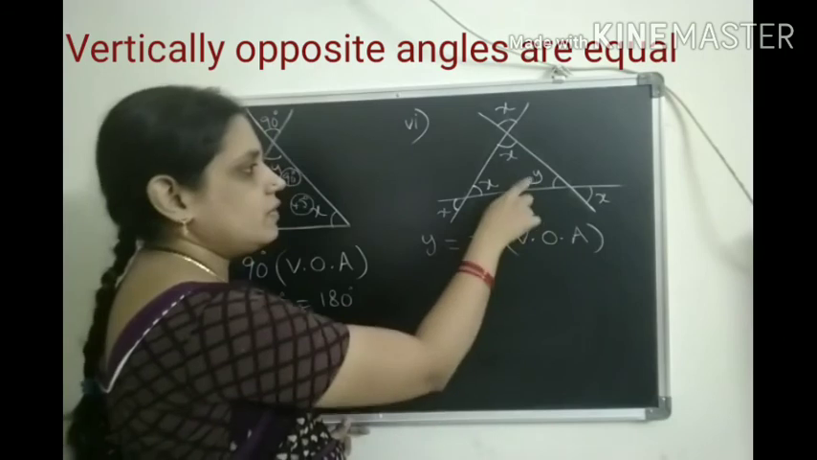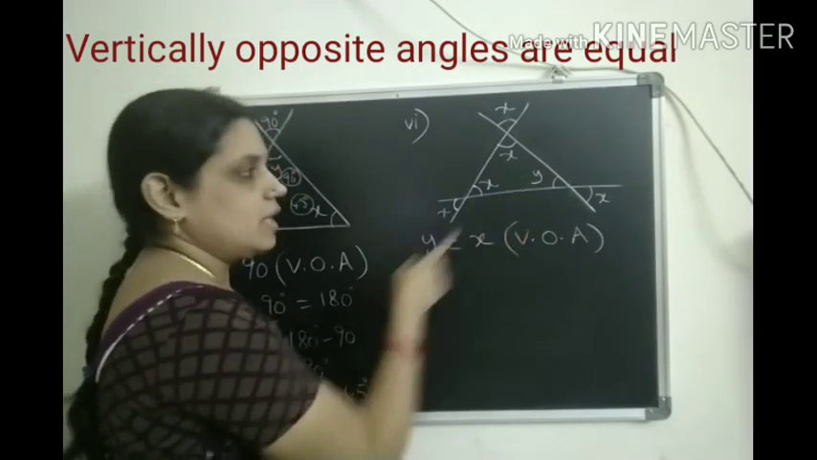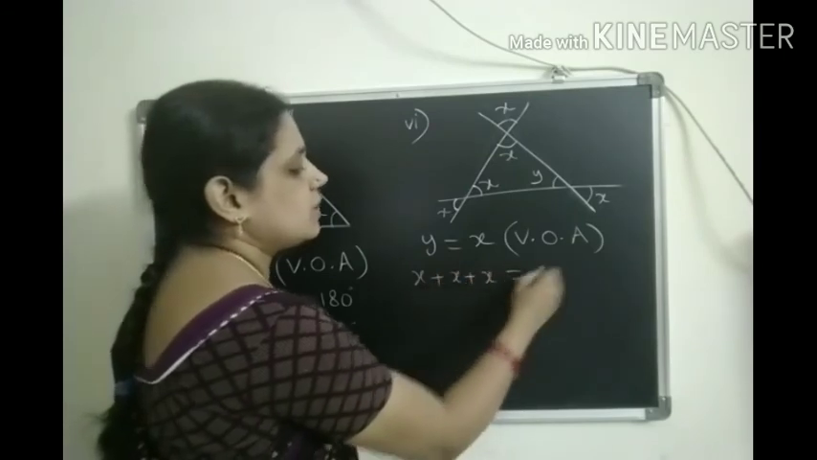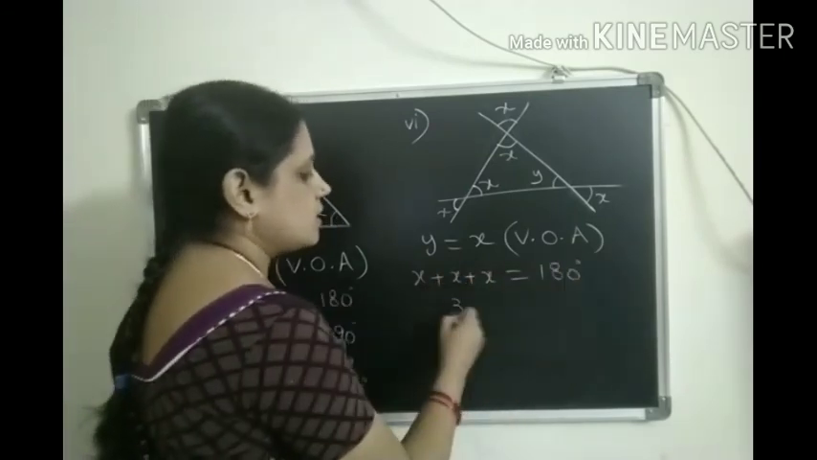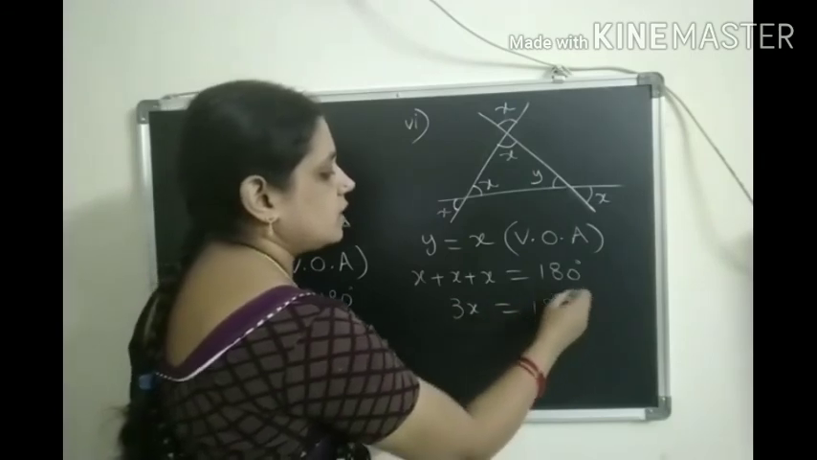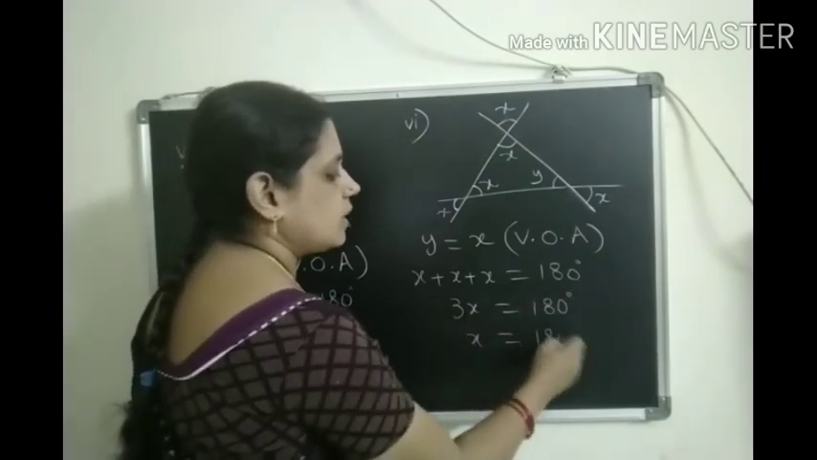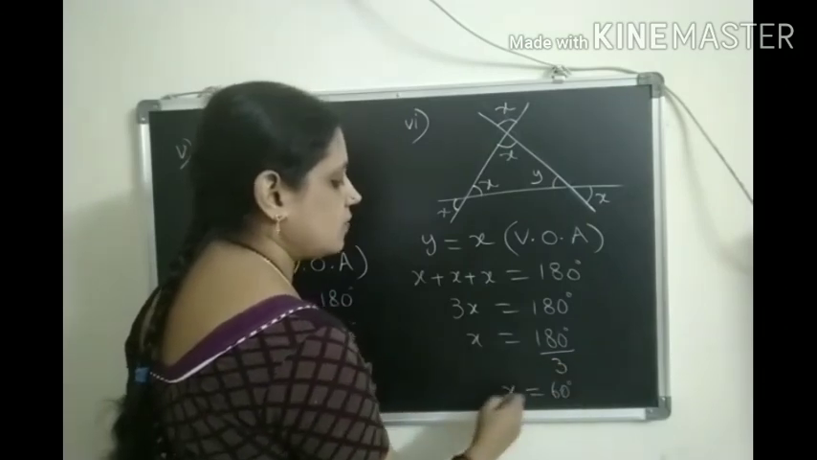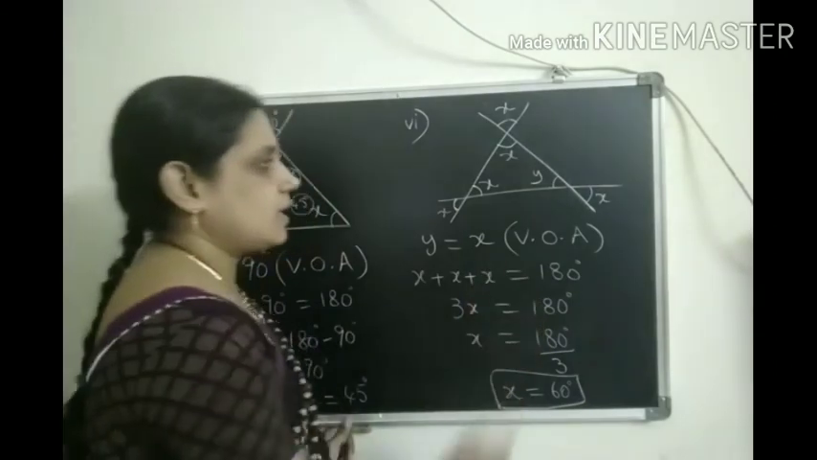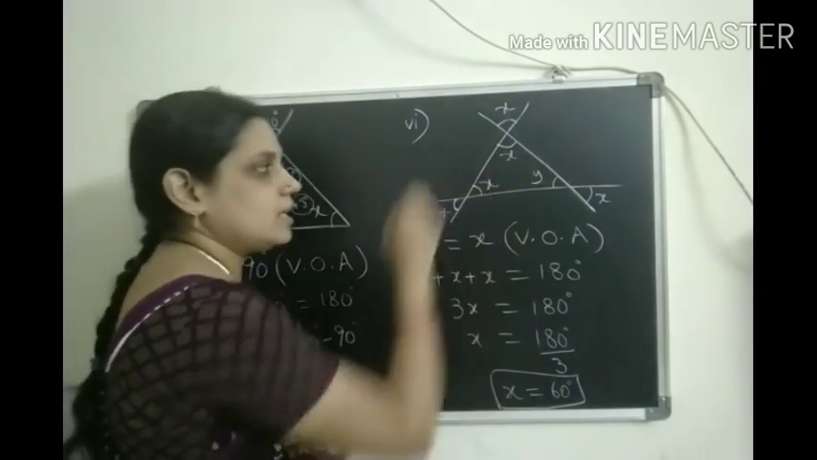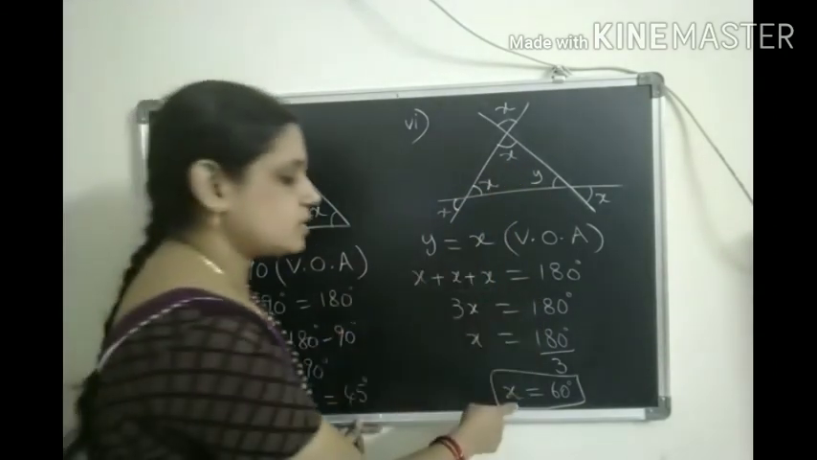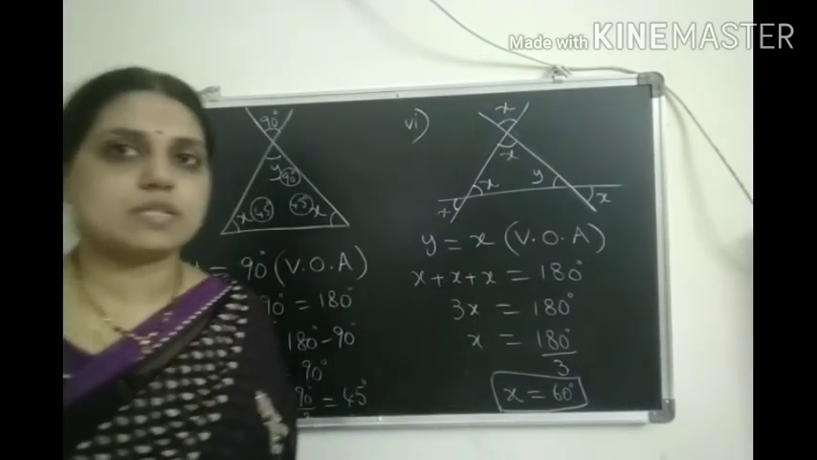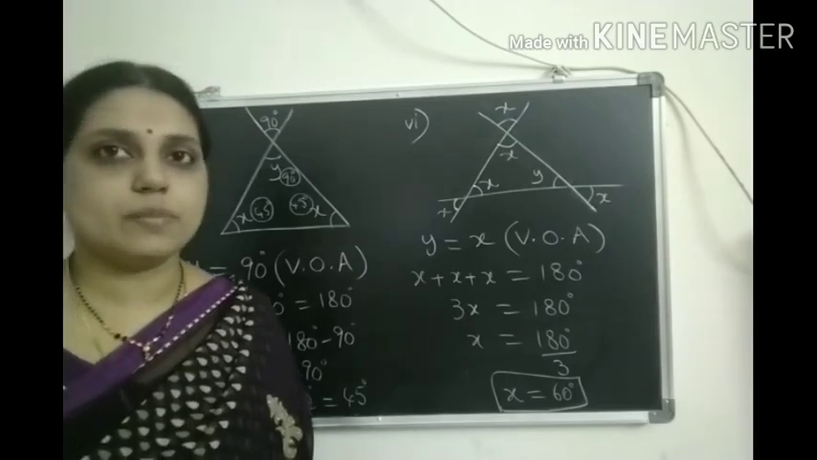How is it? Even y is x, just now we have written that. So x plus x plus x equal to 180 degrees. So 3x equal to 180 degrees, x equal to 180 by 3, that is 60 degrees. Actually, which type of triangle is it? Equilateral triangle, where the three angles are equal and each angle is equal to 60 degrees. That is an equilateral triangle. Hope you understood all these sums based on exterior angle property and angle sum property. Thank you.